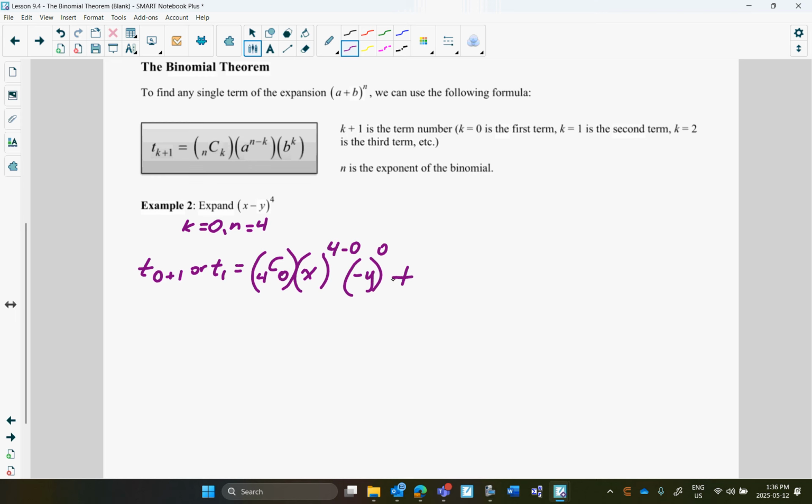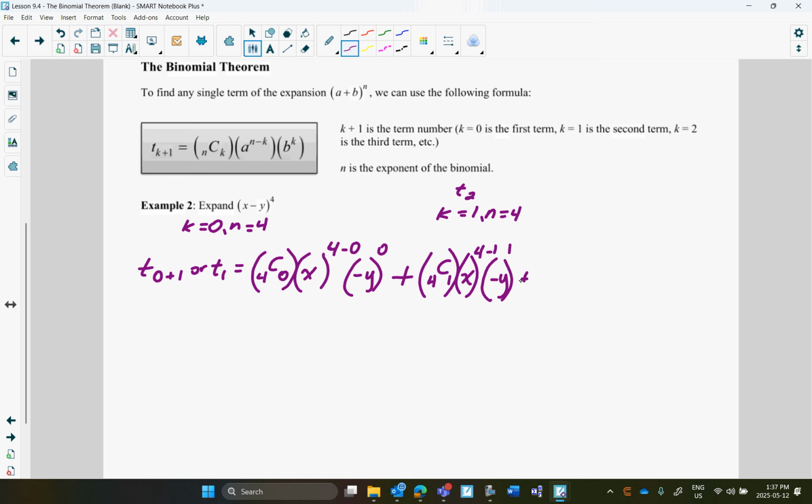Then we would do the second term. So for the second term, k is what? 1. n is still 4. So for the second term, I do 4 choose 1 times x raised to the 4 minus 1 times negative y raised to the 1. That's what I'm trying to squish all in here.